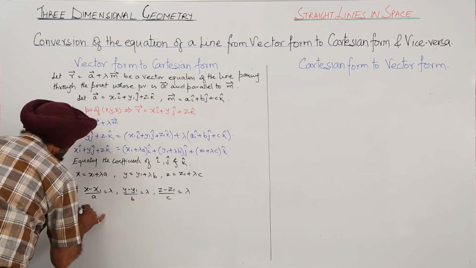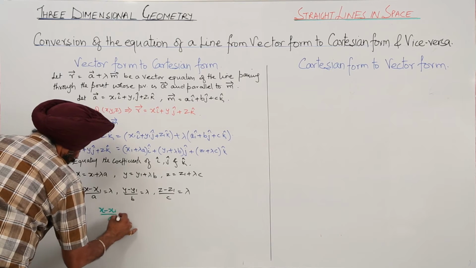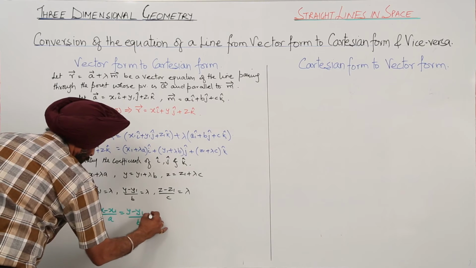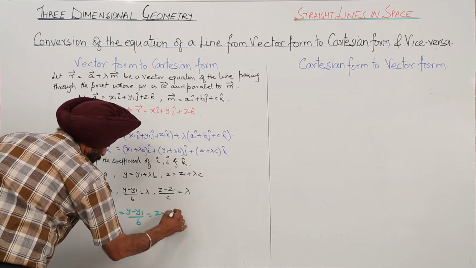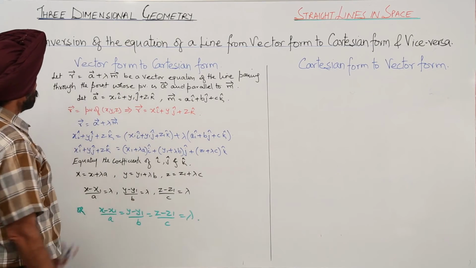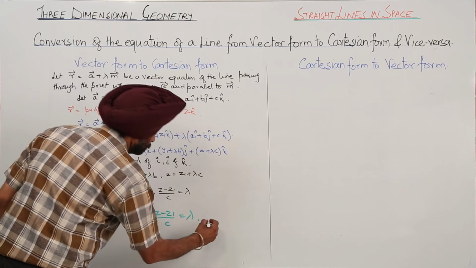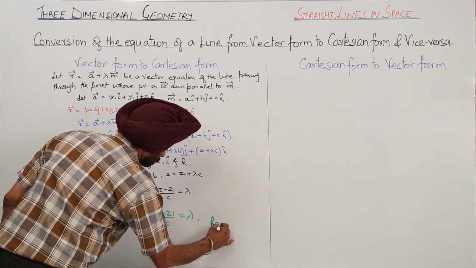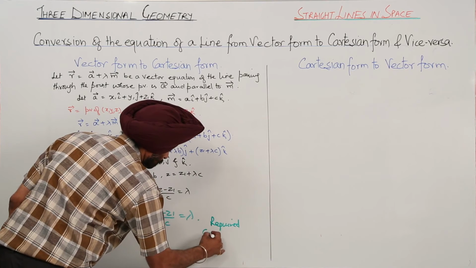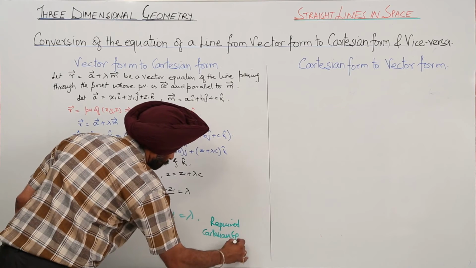And x minus x1 upon a is equal to y minus y1 upon b is equal to z minus z1 upon c is equal to lambda. So, vector form to Cartesian form. So now this is the required Cartesian equation.